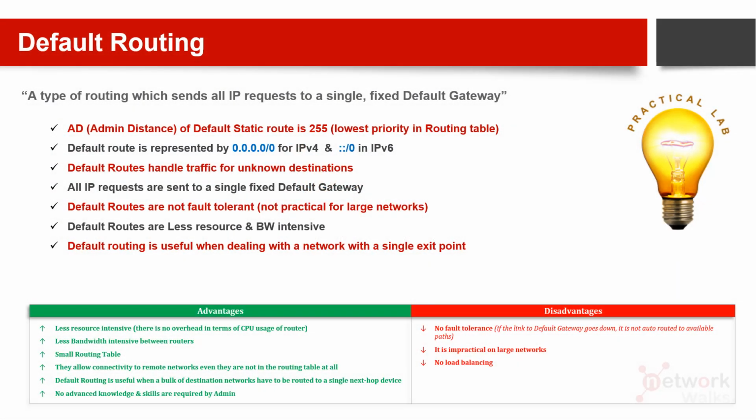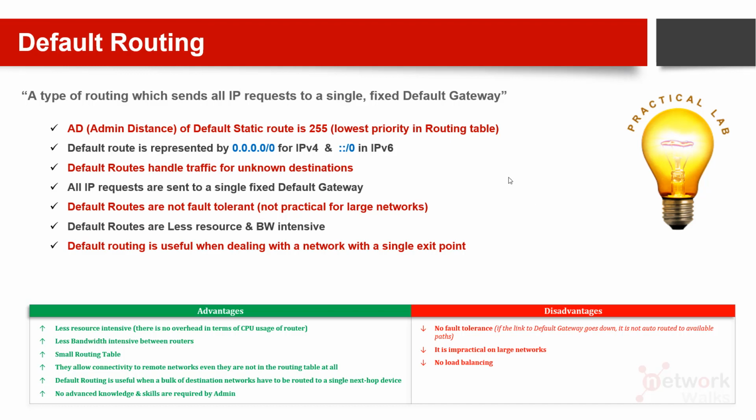What is default routing or default route? It is a type of routing in which we send all IP requests to a single destination, which is a fixed default gateway. For example, in our home Wi-Fi routers, we send all IP packets to our default gateway, to our ISP, because we don't have any other destination.